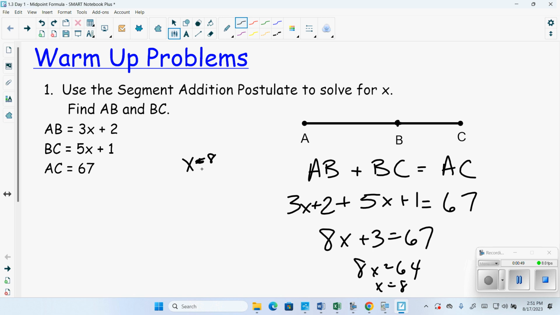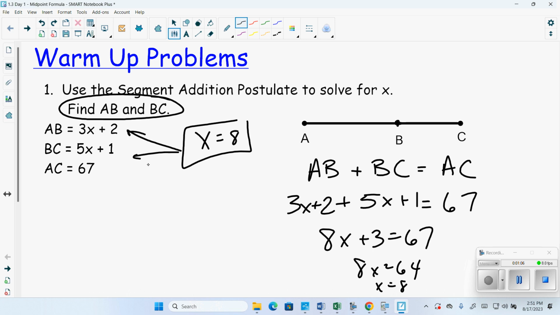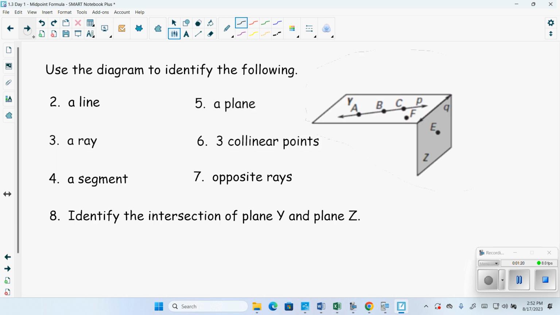Now, I'm going to be honest with you. You always have to be careful, not only in this class, when you're taking an SAT, of what the question is actually asking of you. So solve for x. I did that. But then it says to find AB and BC, so they want me to plug x in. AB would equal 3 times 8 plus 2, so 26. And BC would equal 5 times 8 plus 1, 41.